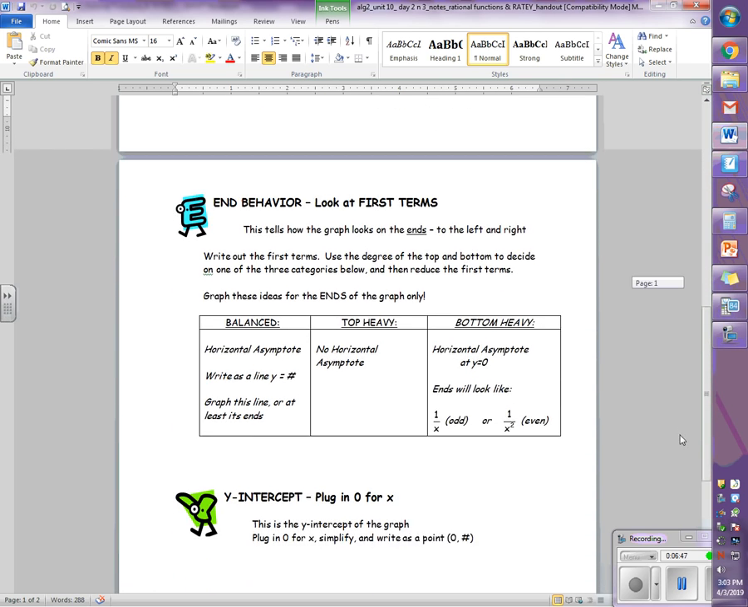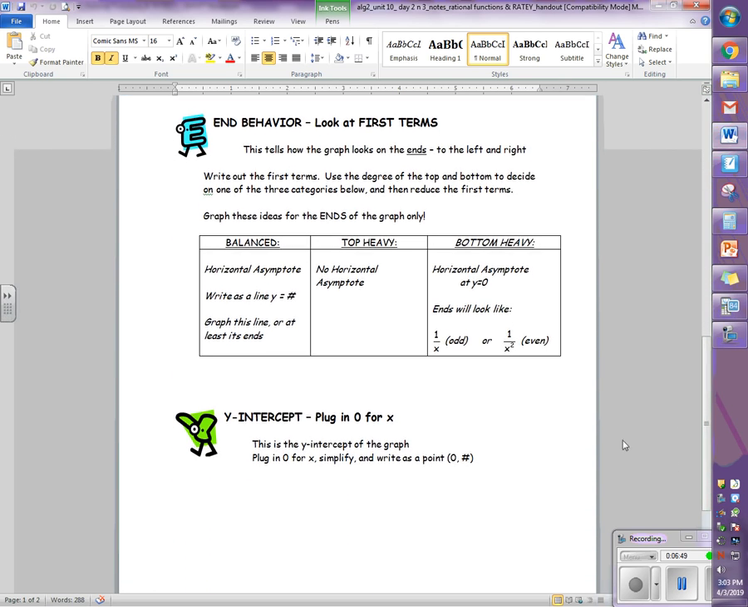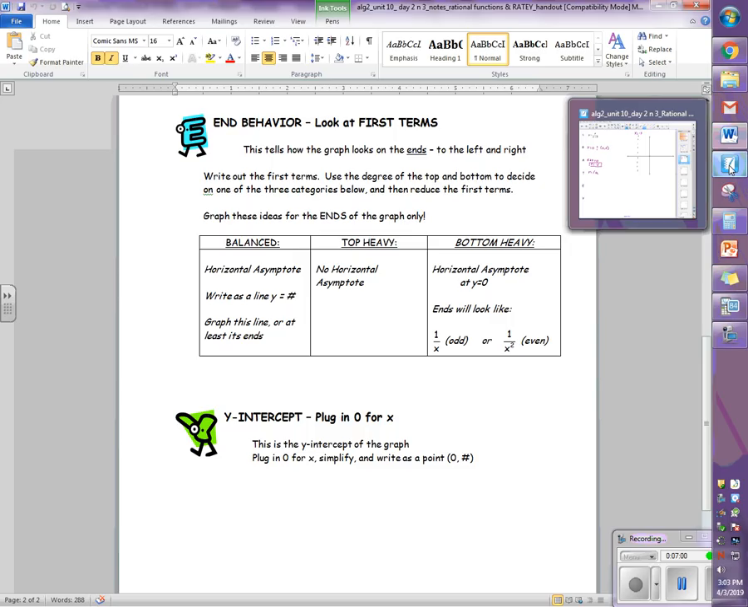In behavior, we look at the first terms, and we've got to determine the ratio of the first terms, or the degree of the first terms. So it would either be balanced, top heavy, or bottom heavy. Balanced if both degrees for the first terms are the same. Top heavy if the degree on top is larger. And bottom heavy if the degree on bottom is larger.